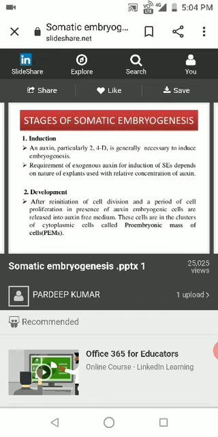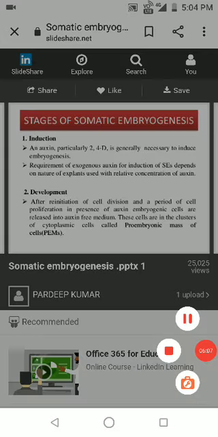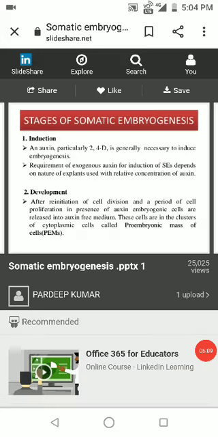What are the stages of somatic embryogenesis? So, induction: auxin, specifically 2,4-D, is generally necessary for the induction of embryogenesis. Already we have discussed that auxin induces somatic embryogenesis. The requirement of exogenous auxins for induction of somatic embryogenesis depends on the nature of the explant. So the concentration of auxin depends solely on which type of explant we are using. We have already seen the different types of explant we can use for somatic embryogenesis.